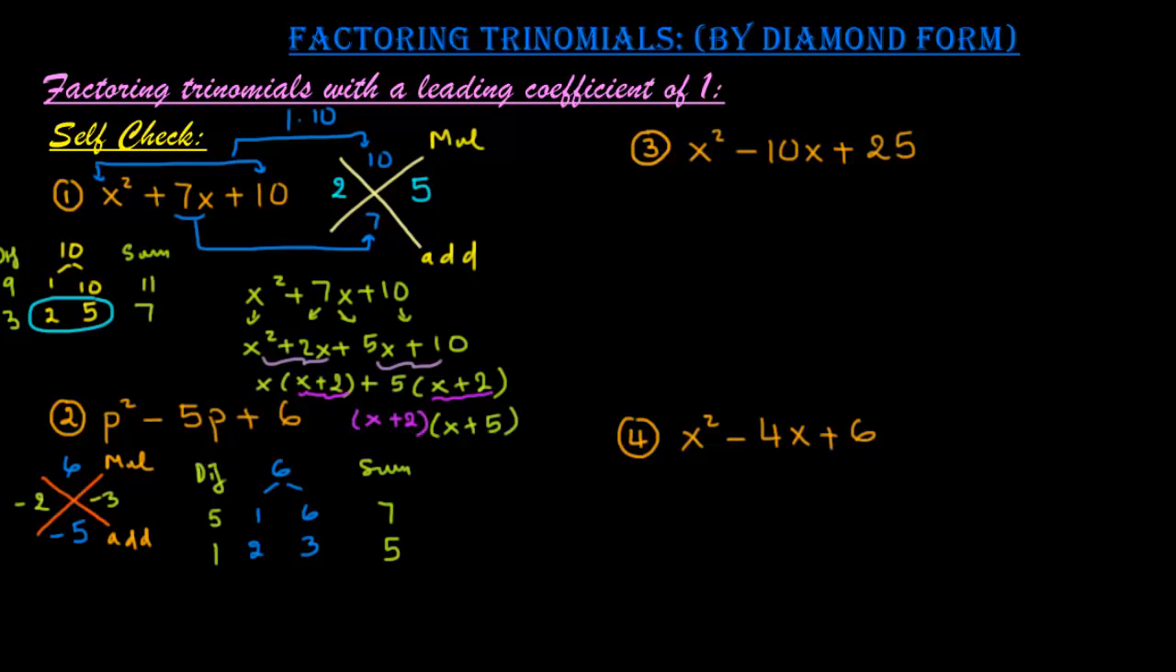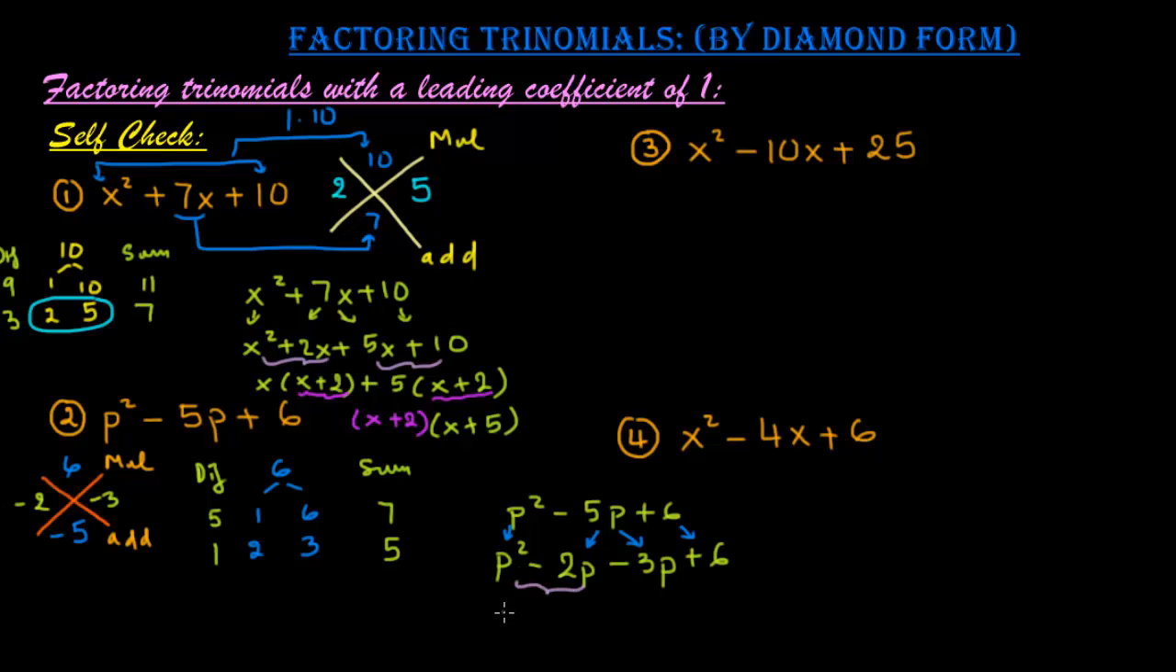Then our next step is to rewrite the problem. So p squared minus 5p plus 6. Bring down the first and last terms, p squared and 6. Replace the middle term by the pair of numbers we just found out in the diamond form. So negative 2p minus 3p. Again, the concept is to bring down the first and last and replace the middle number by the pair we found. Then we do the grouping 2 by 2.